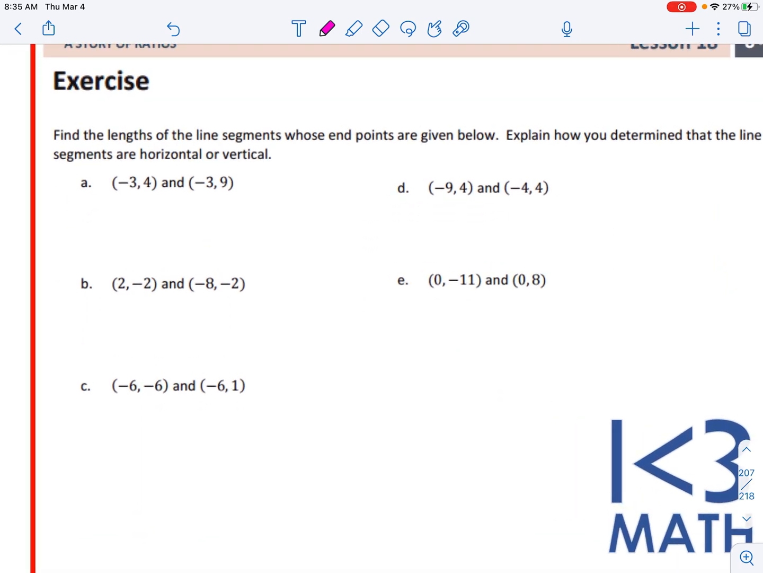Now, exercises A through E, I want you to pause the video, use the coordinate plane that I attached, and try to find the distance between these ordered pairs on the coordinate plane. You can count the units or you can use absolute value. So pause the video and work on that, and then play it when you are done so you can check your answers, because I will just be posting the answers.